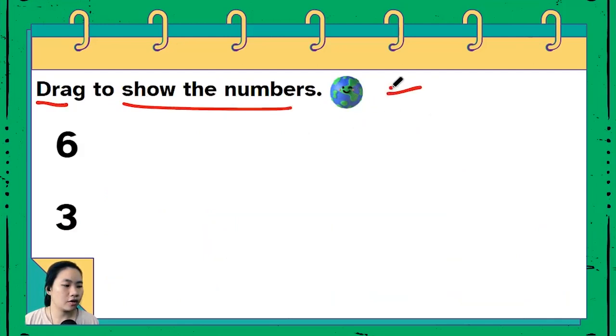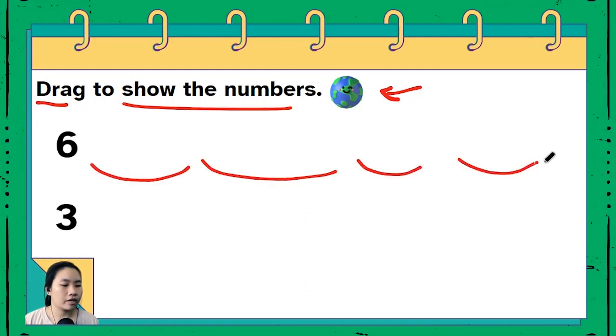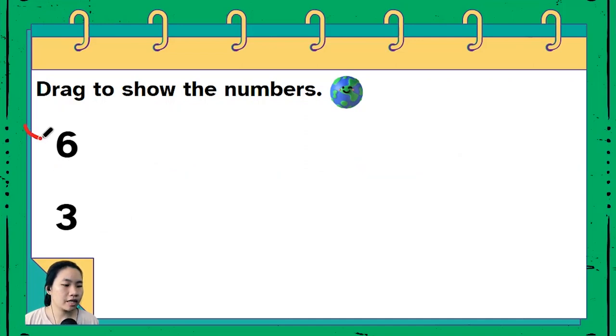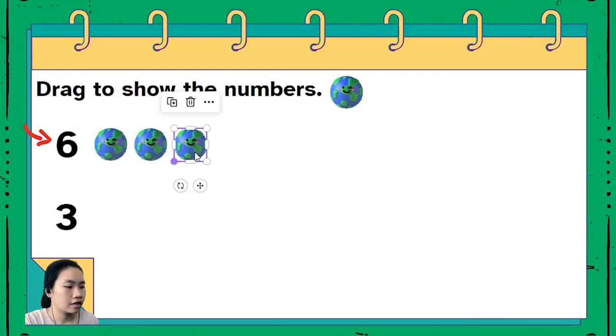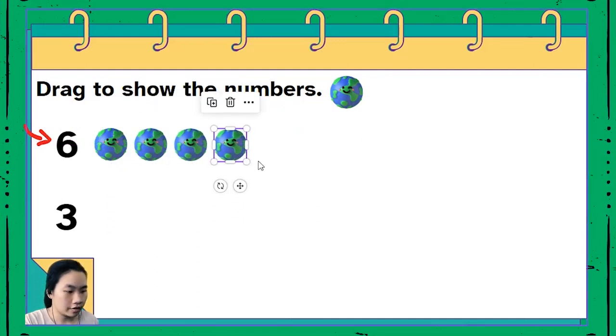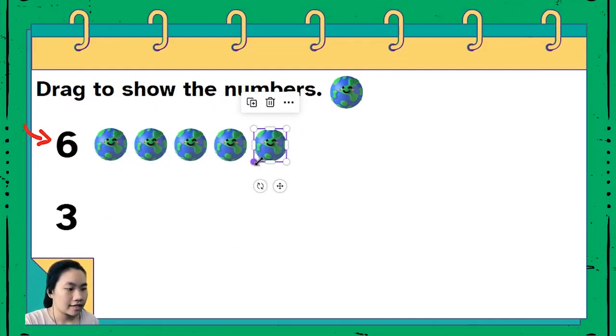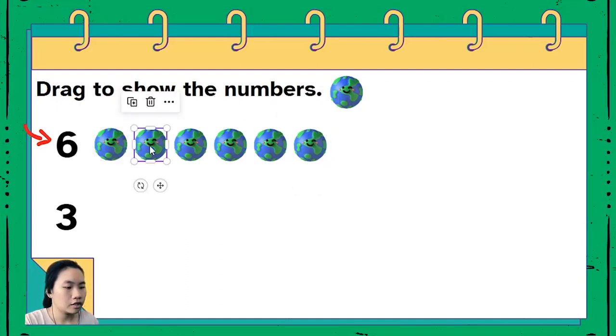We have a little earth right over here, cute little earth. And what we need to do is basically copy and paste how many earths these numbers are telling us. Our first number is 6. Therefore, we need 6 earths. 1 earth, 2 earths, 3 earths, 4 earths, 5 earths, 6 earths.